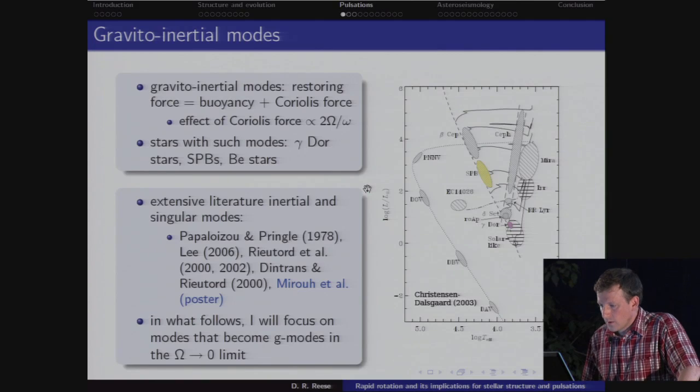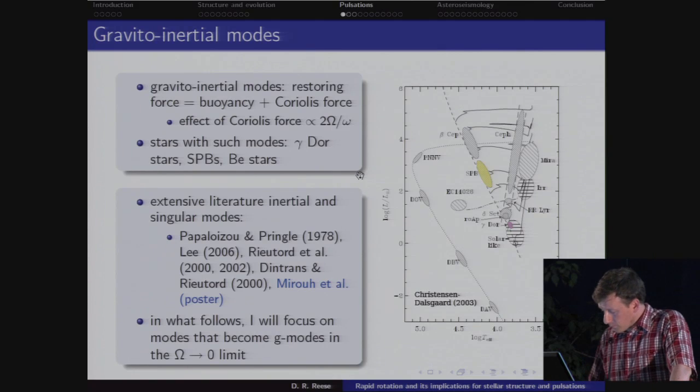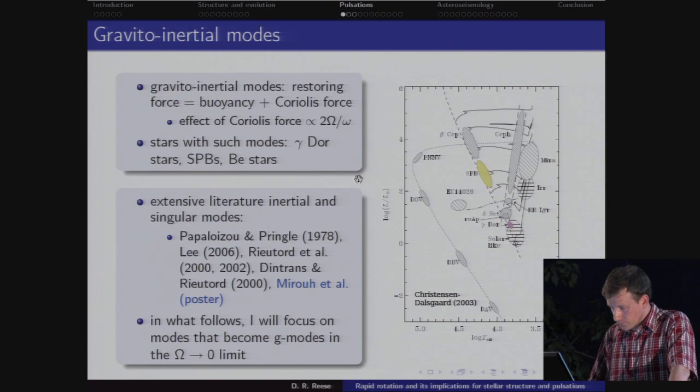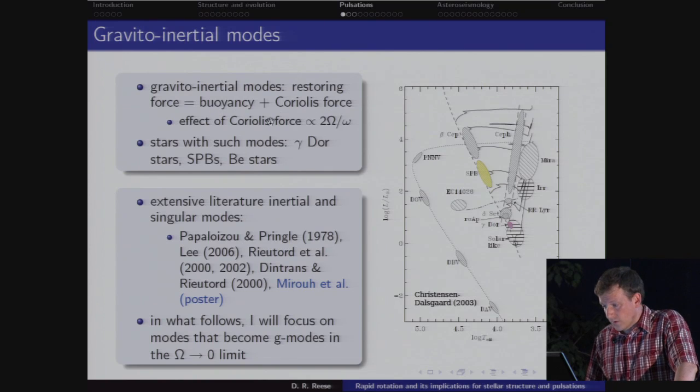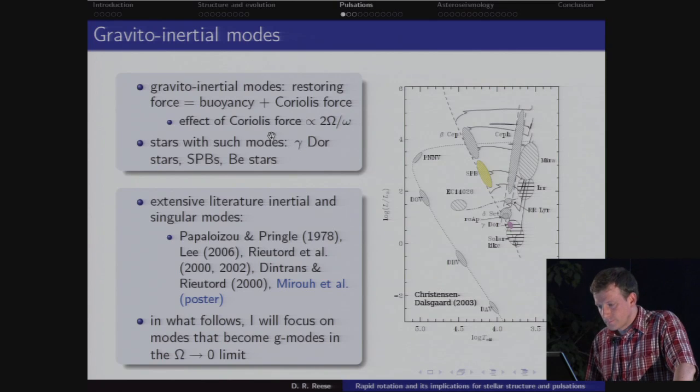All right. So now I'll focus on the low frequency modes. These would be known as gravito-inertial modes in rotating stars, and the restoring force for these modes would be a combination of buoyancy and the Coriolis force. These modes are highly sensitive to the Coriolis force, and this can be quantified by the following ratio, which is basically the ratio of the pulsation time over the Coriolis characteristic time.